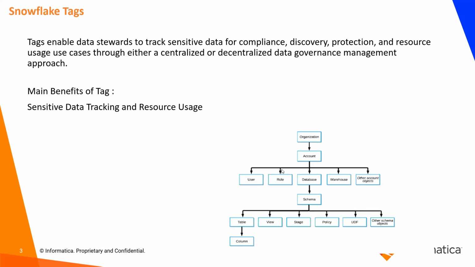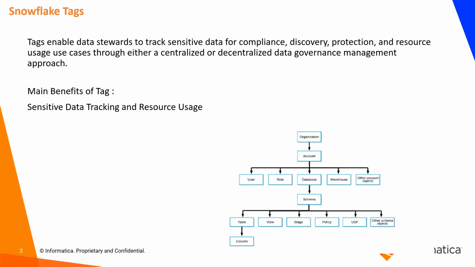Consider an example. This is called tag inheritance. Tag inheritance means that if a tag is applied at the table level, then the tag is applicable to all the columns associated with that table. Let's take one more example. If a tag is applied at the database level, then it applies to the child elements of all the objects under the database. This is how tag inheritance works, and that is all about the Snowflake tag.